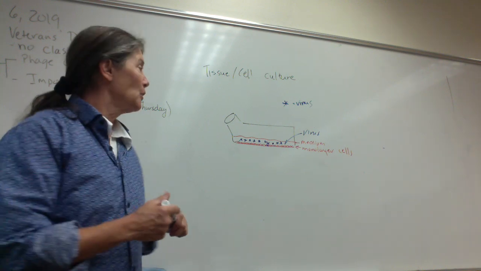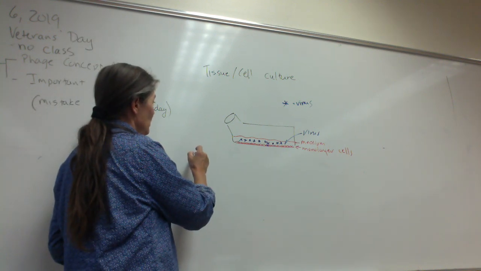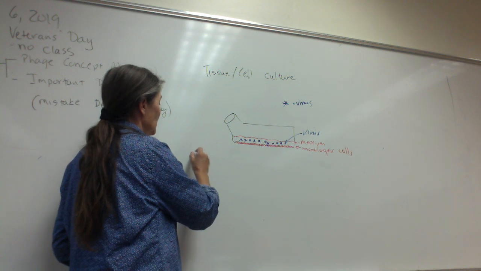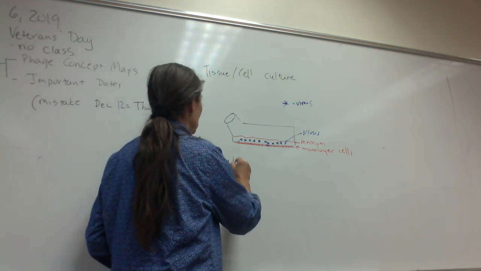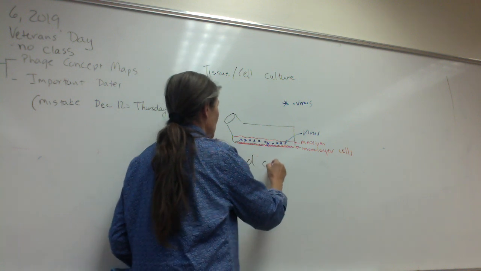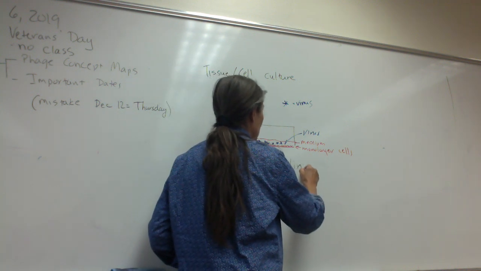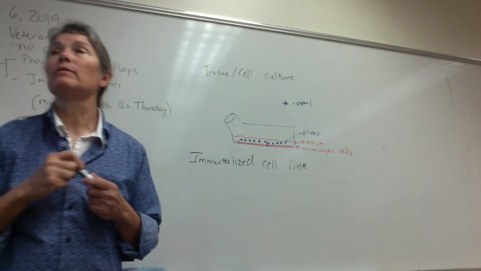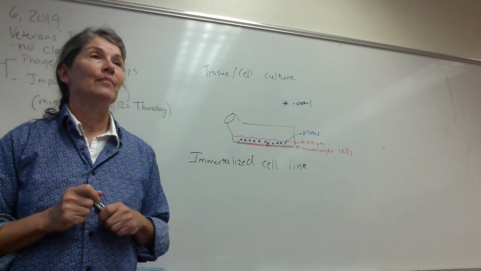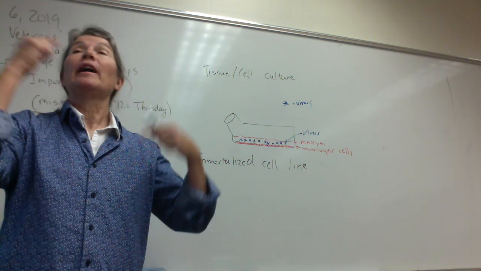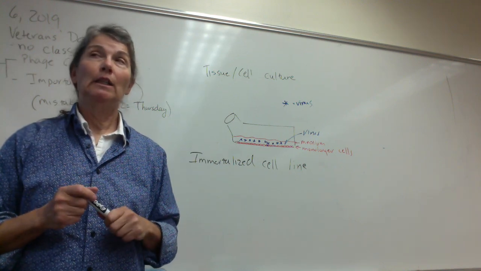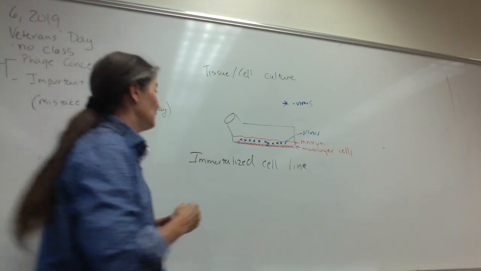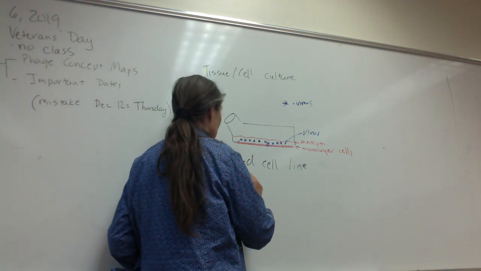So what folks really wanted, what was desired, was what are called immortalized cell lines. Immortalized cell lines. What do you think an immortalized cell line would be, you guys? How would they differ from normal cells? They just keep dividing and dividing. And what does that sound like? Cancer cells? Yeah, right? So cancer cells.